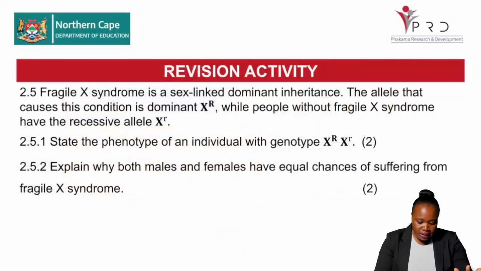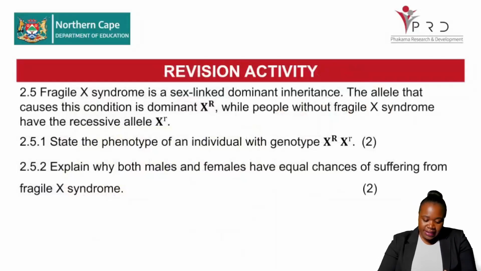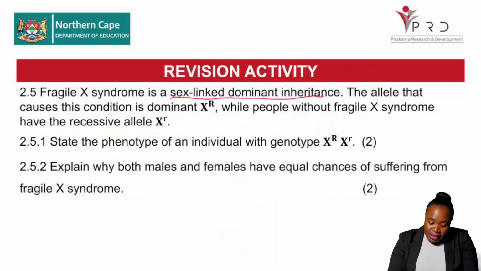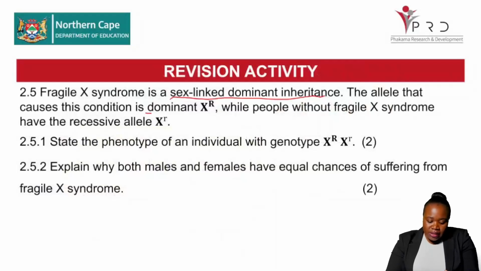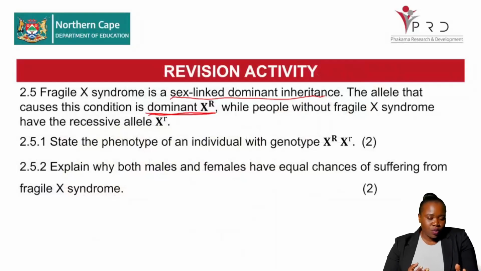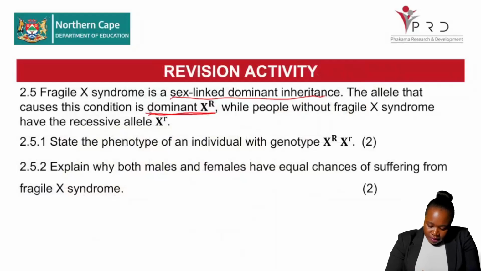Now let's have a look at an activity on sex-linked characteristic. It says Fragile X syndrome is a sex-linked dominant inheritance. You've been told that it is a sex-linked dominant inheritance. The allele that causes this condition is dominant. So a person who has the condition would have to have the dominant allele, while people without Fragile X have the recessive allele.